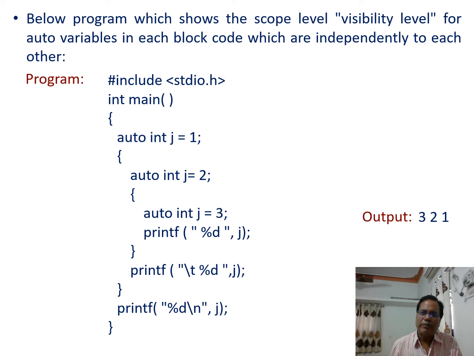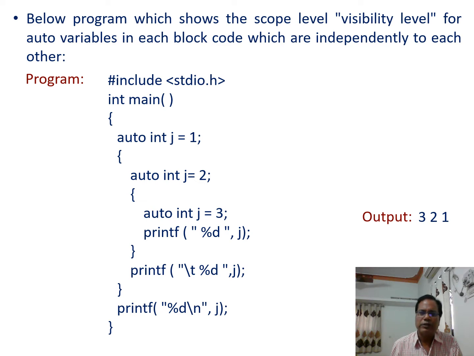And again, after executing this printf, we come out of the outer block, that is the first outer block. In this first outer block, we have auto int j equal to 1. Again, the variable name is the same, but it is declared in the auto storage class, and here its value is 1. So it gets printed using the printf function, and here we have a value of 1.